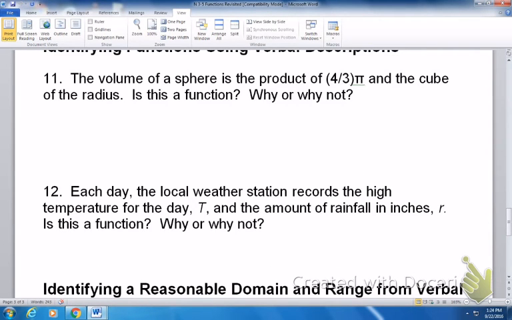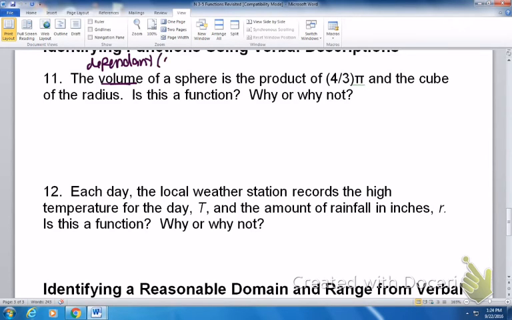Now these questions are a little bit wordy, guys. We're going to have to write some stuff, but they're pretty important. It says, the volume of a sphere is the product of 4/3 pi and the cube of the radius. It asks, is it a function, why or why not? Well, guys, we need to remember, if we're talking about volume and we're talking about a radius, the volume is the dependent variable.